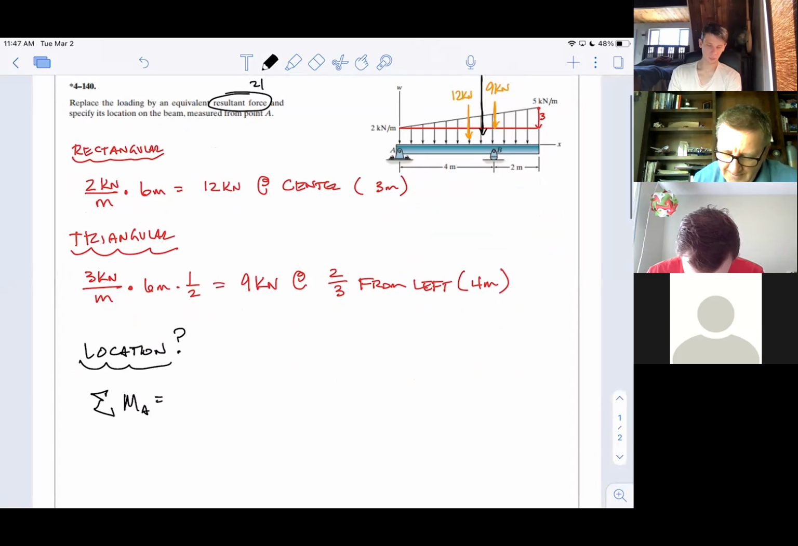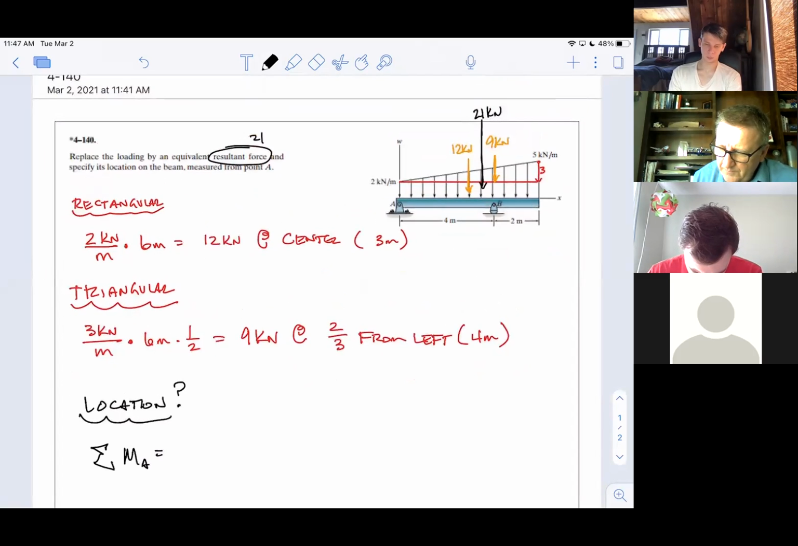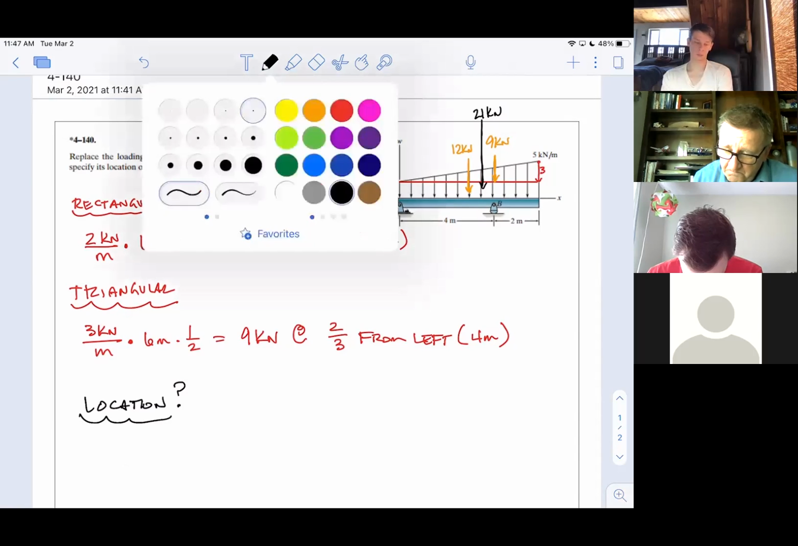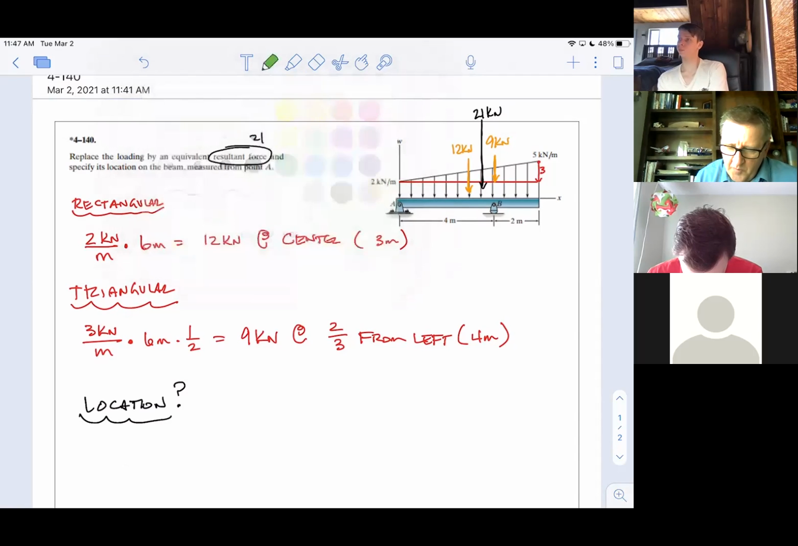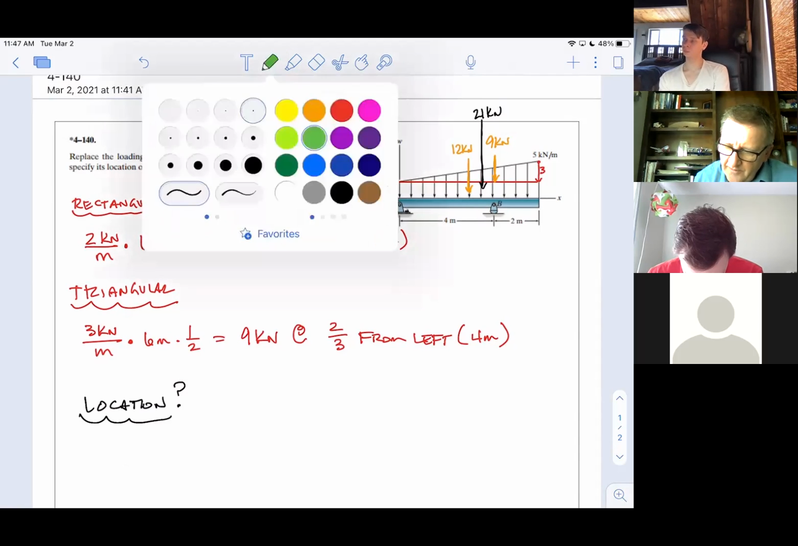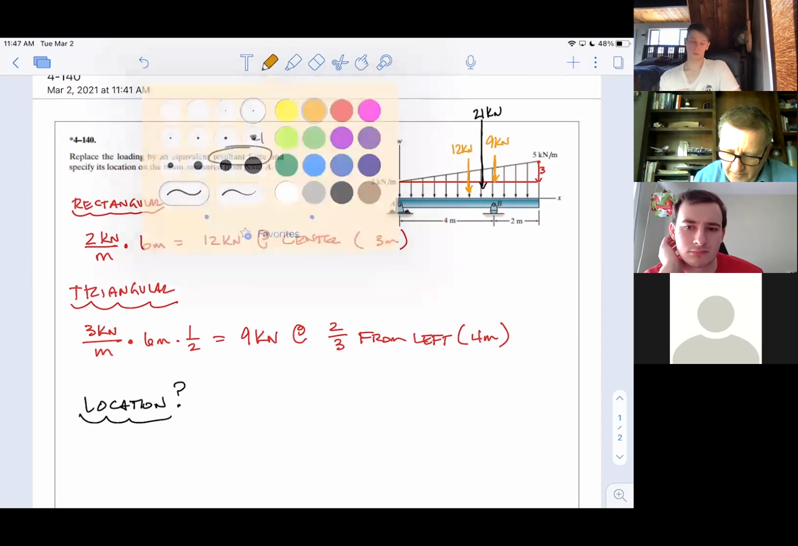Well, let's actually just consider it as the moments around A. I'm just going to do this based on logic. If I look just at the moments around A, would you agree that if I think of the moments in terms of what kind of orange it is, I know I have -12 times the distance of 3, since that was 3 meters in.